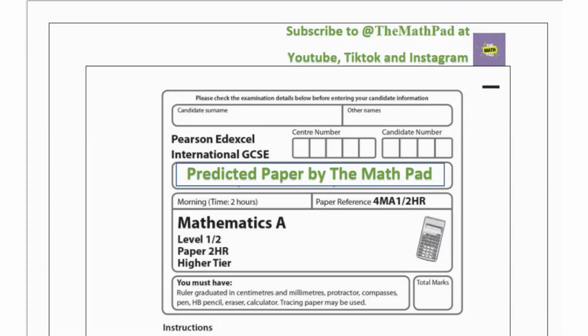So today I'll be sharing the predicted paper for MA1 2HR. I've gathered all of the topics that I think will be appearing in paper 2. This is the first version for paper 2 HR. I'll be showing the second version for paper 2 HR right before the exam.